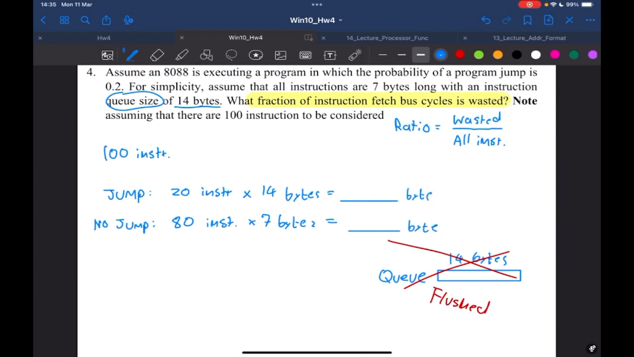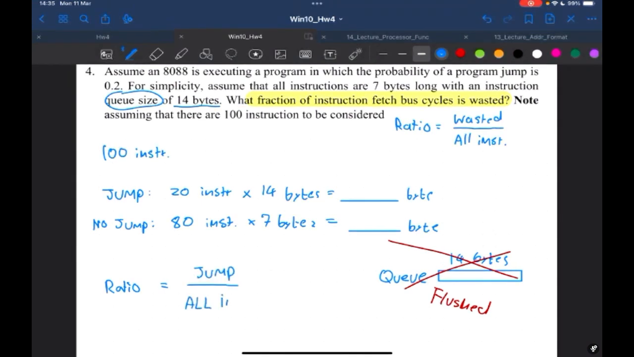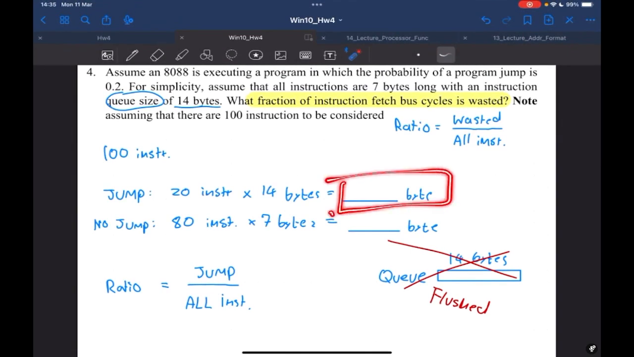Now we're trying to find a ratio. The ratio of wasted ones is basically the jump wasted over all instructions. So what I mean by all, pay attention, it's this and this, jump and no jump. The total amount of jump and no jump together. If you figure that out, you can answer this one.